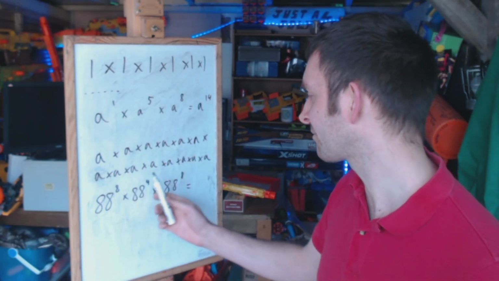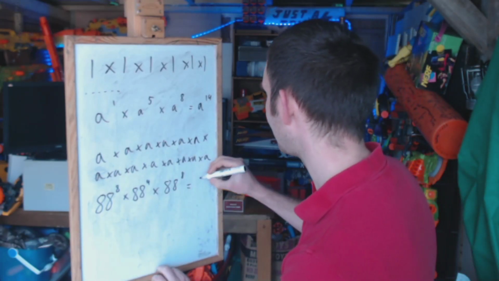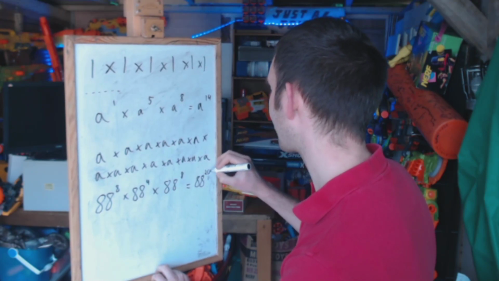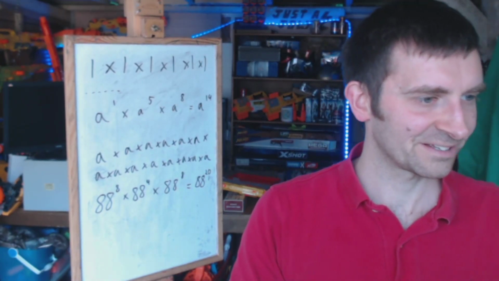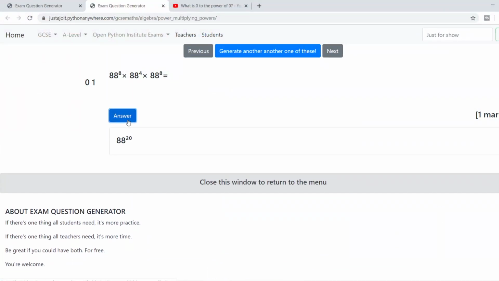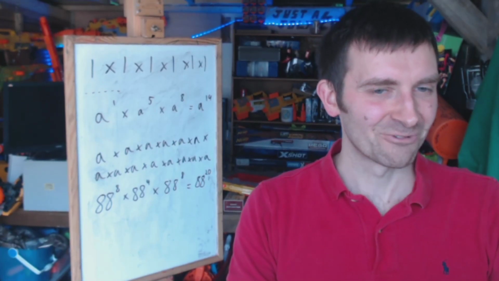So that's 8 plus 4 plus 8, which is going to be 88 to the power of 20. My goodness, I wonder how my website's going to handle that. It's just written 88 to the power of 20, which if you wanted to, you could punch that into your calculator. I chose not to do that for this program, but really, I should have.